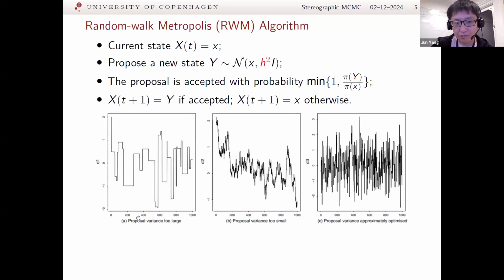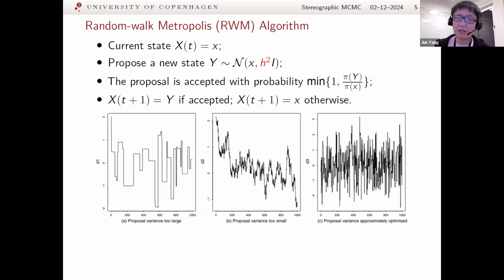If the proposal variance is too large, you can see the Markov chain stuck at one location for a long time and then suddenly make a very large move. And if the proposal variance is too small, you can see the Markov chain keep moving in the state space. However, it's not very efficient because the moves are very small. So there's an optimal proposal variance at which the Markov chain explores the state space most efficiently.